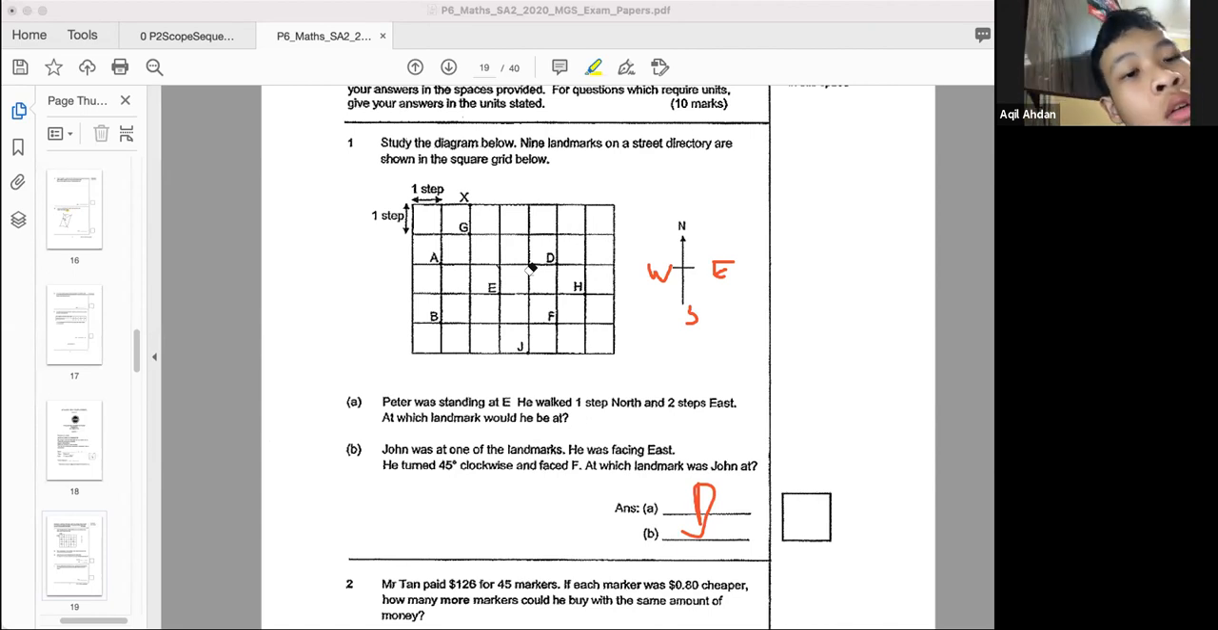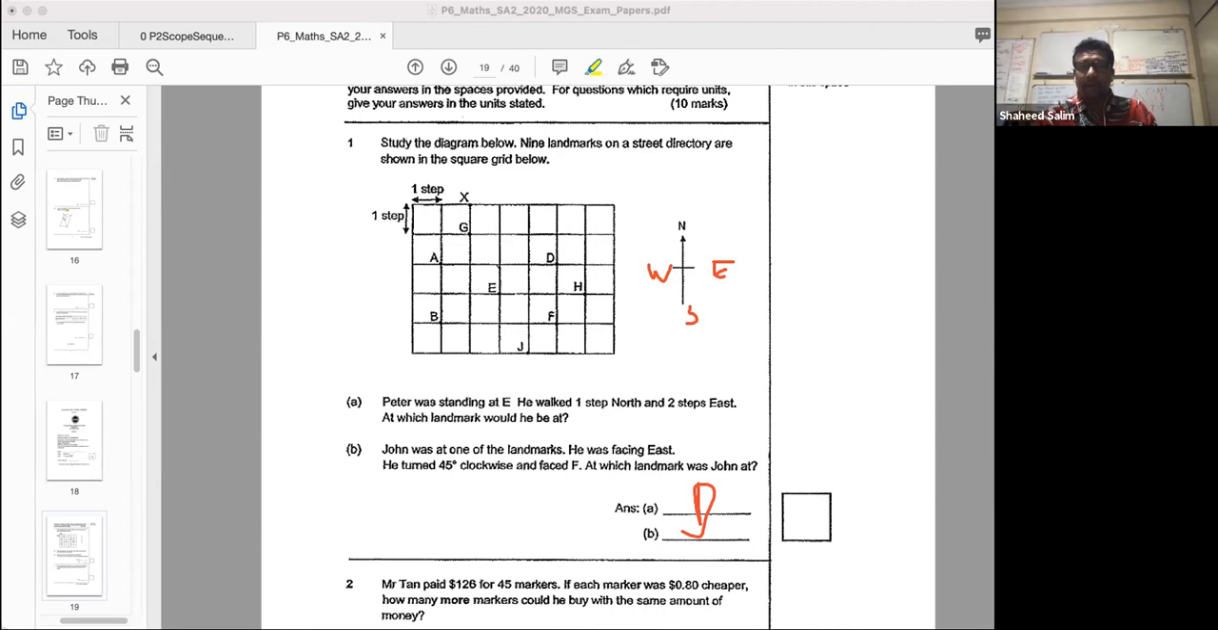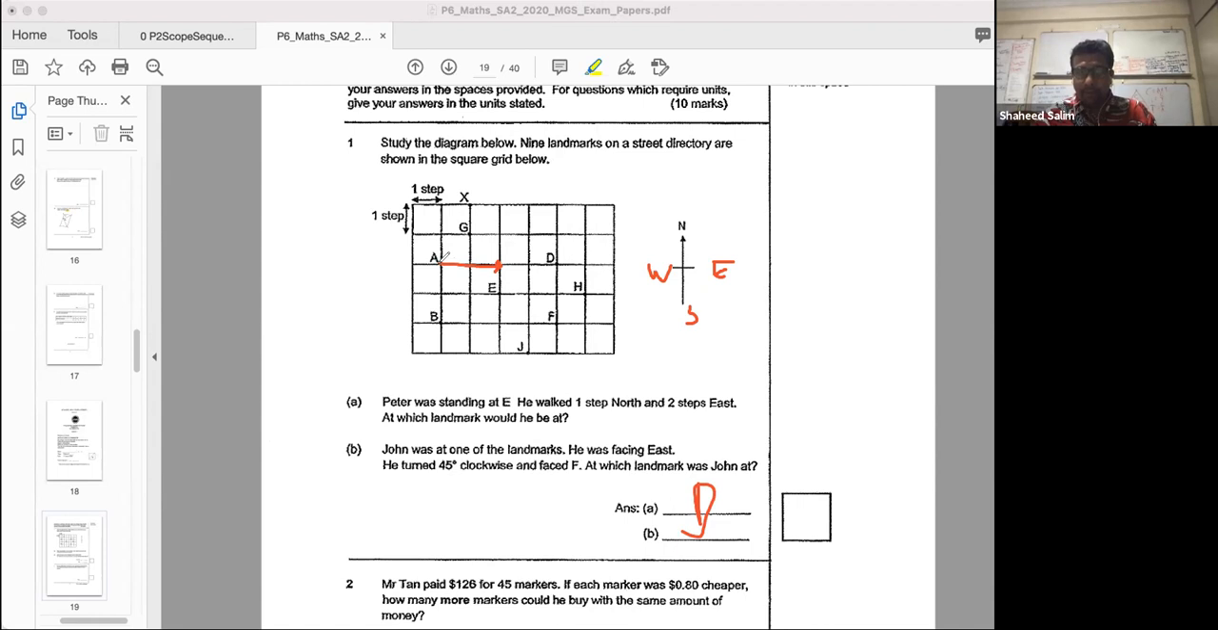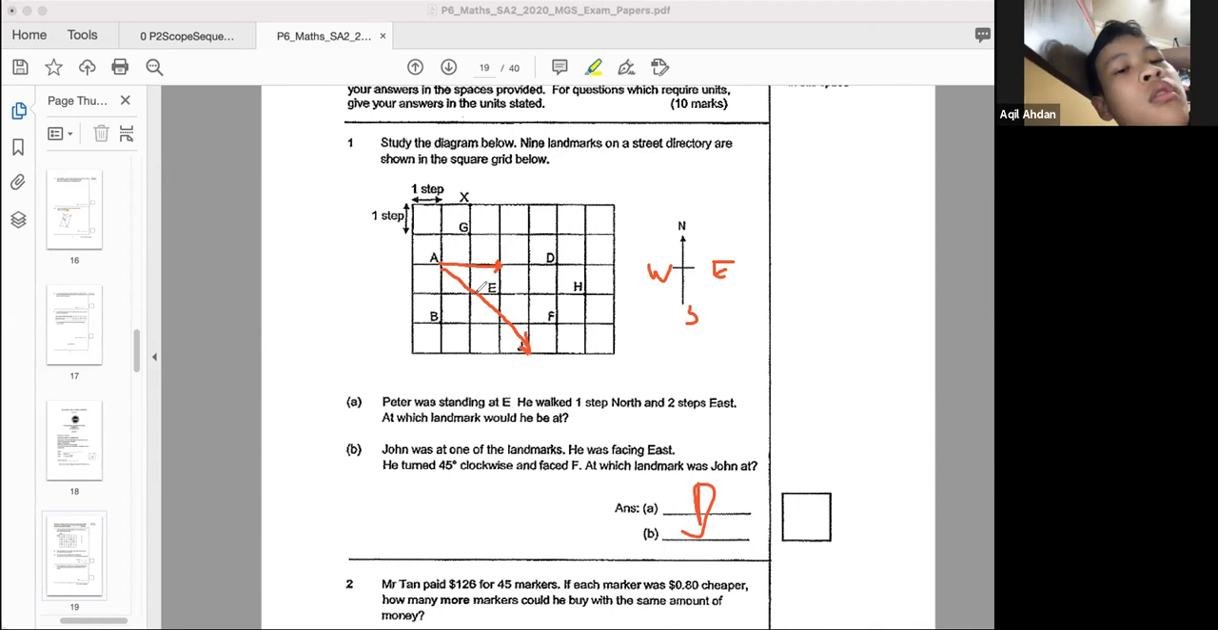Okay, let us see whether you're right. He was facing east, you're saying. 45, this is 90 degrees. So 45 is split into 2. So let's see. You'll be facing J. Oh, then G. G. Okay, let's see it now.